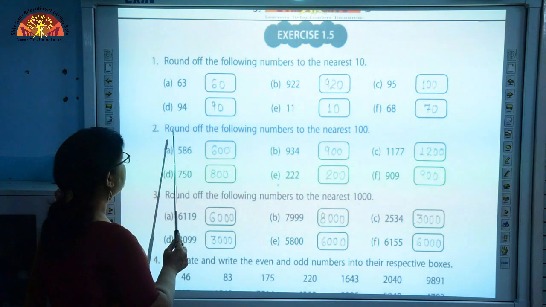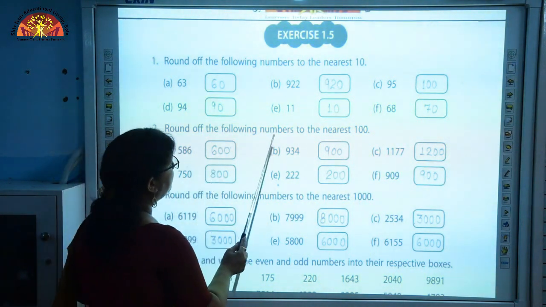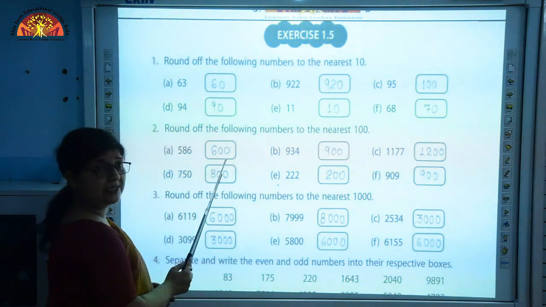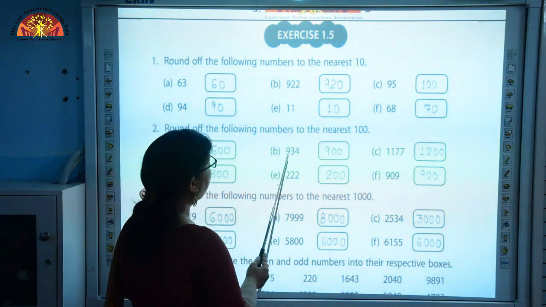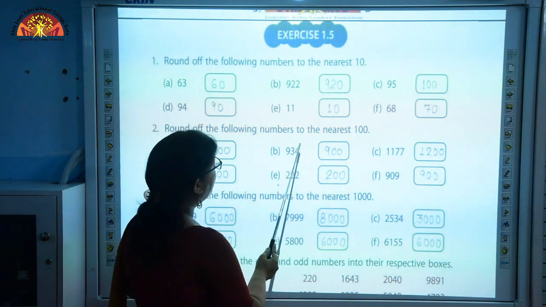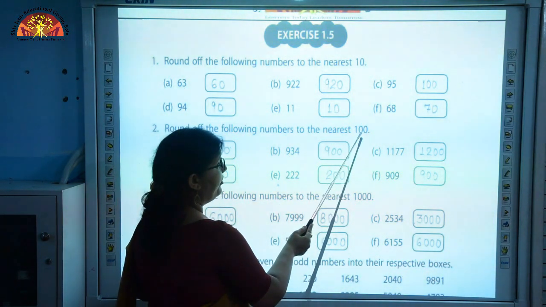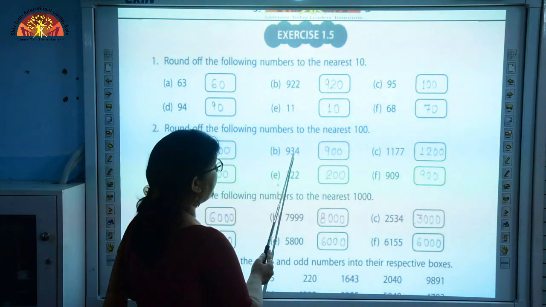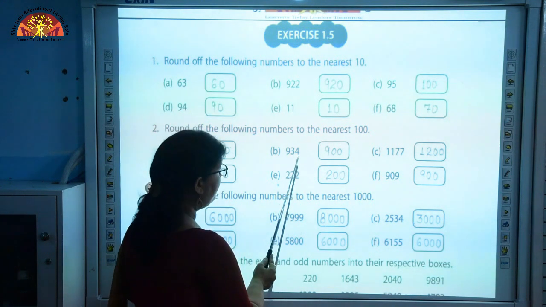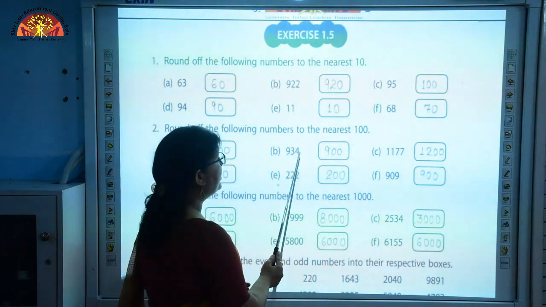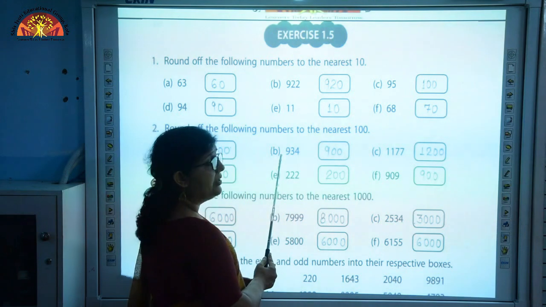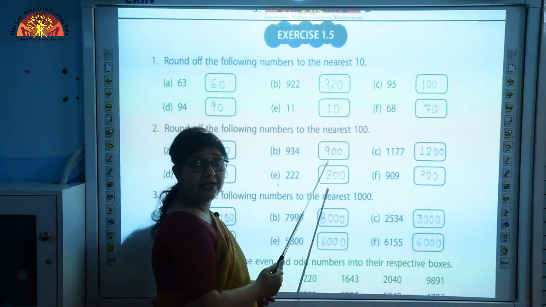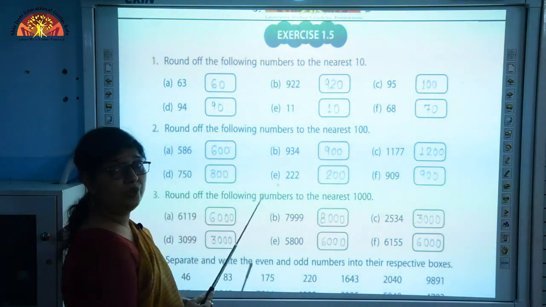Now question number 2 is round off the following numbers to the nearest 100. Now A part we already discussed. Now we will discuss B part, 934. Now we want to round off to the nearest 100. So we observe tens place, it is 3, it is less than 5. So tens place and ones place become 0 and hundreds place remains the same. So what number we will get? 900. Remaining part you do yourself.